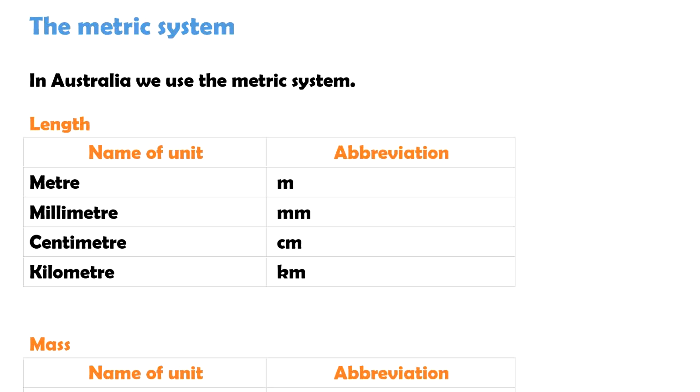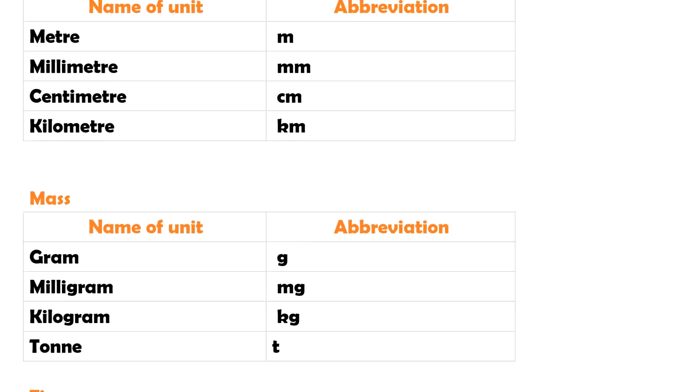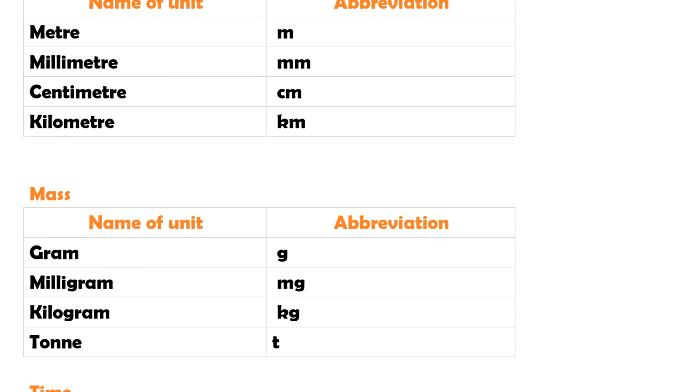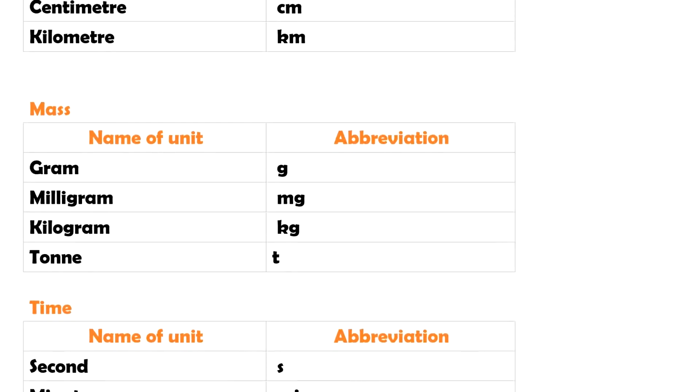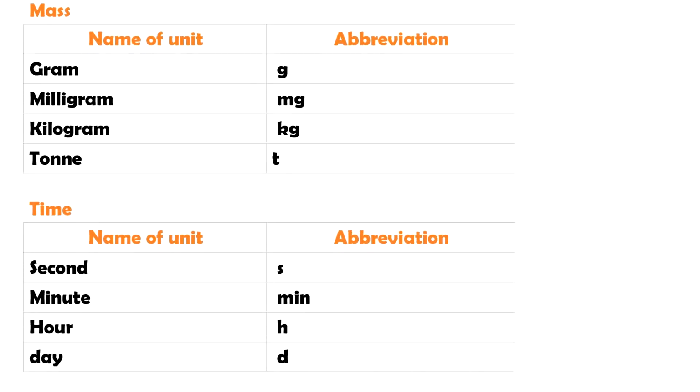The first one is meter, and we give that as an m. That's the most commonly used one. Then we have something called the millimeter, mm, centimeter, cm, kilometer, km. If you go down to mass, we have gram as a g, milligram, and we use the abbreviation mg, kilogram, kg, ton. So I'm going to slowly go through this, and then we'll get to some conversions.